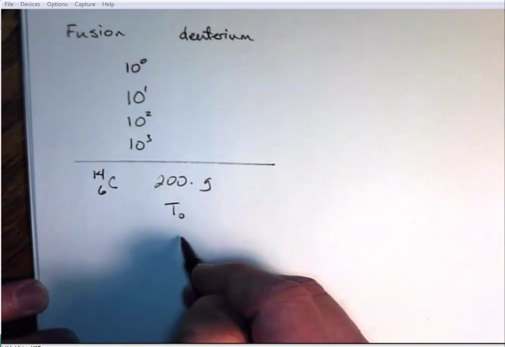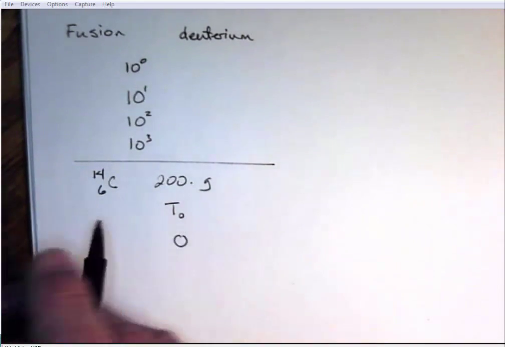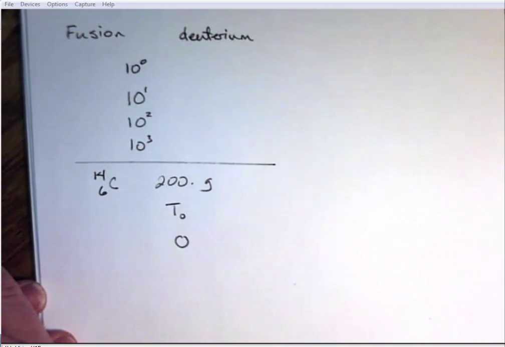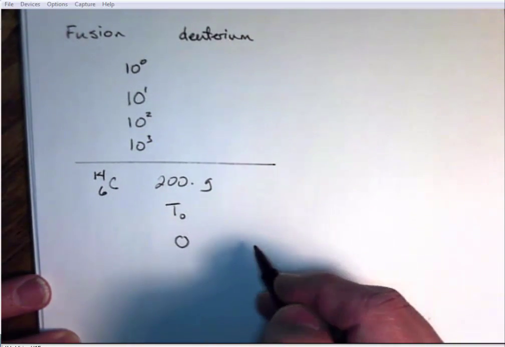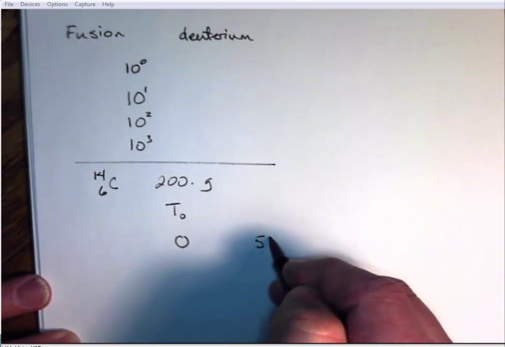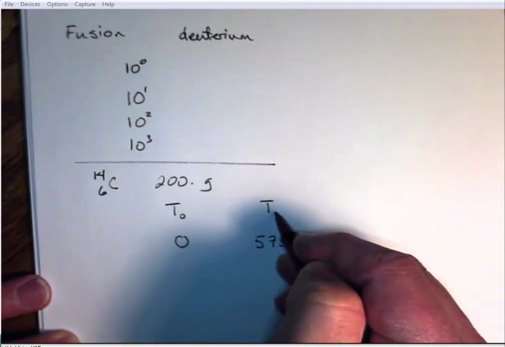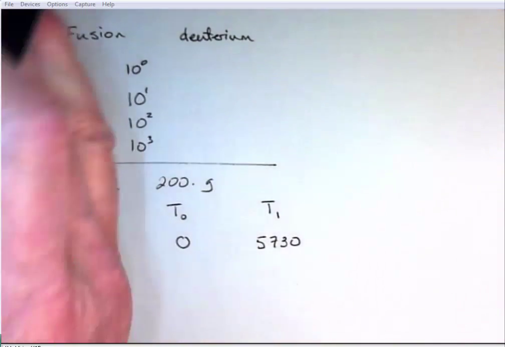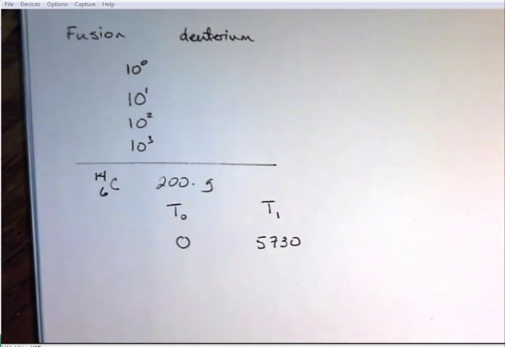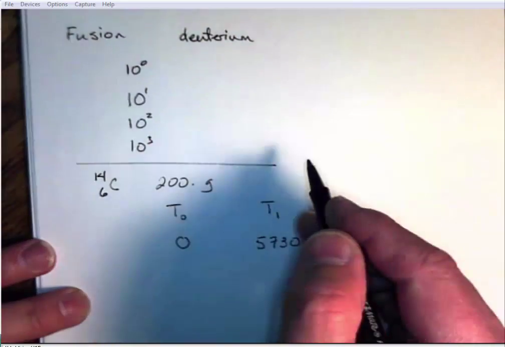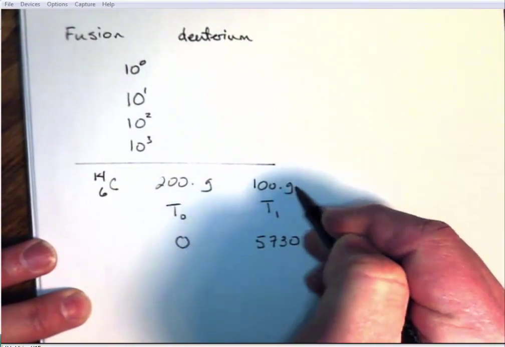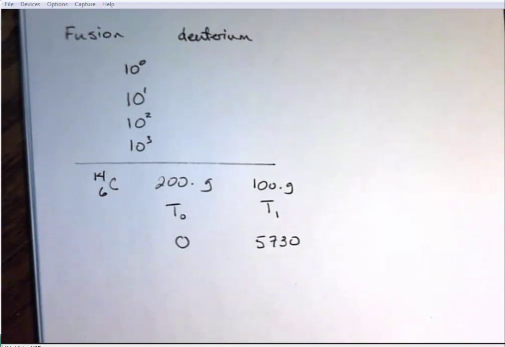And so the amount of years that have passed is 0. That's what I mean by time 0. Does that make sense? All right. So in 5,730 years, that'd be time 1. So that's our time period for half-life. That makes sense? Half of this is going to have decayed. Half of our amount of carbon-14 is going to have decayed into nitrogen-14. And so we're going to have 100 grams left. Okay? That makes sense?